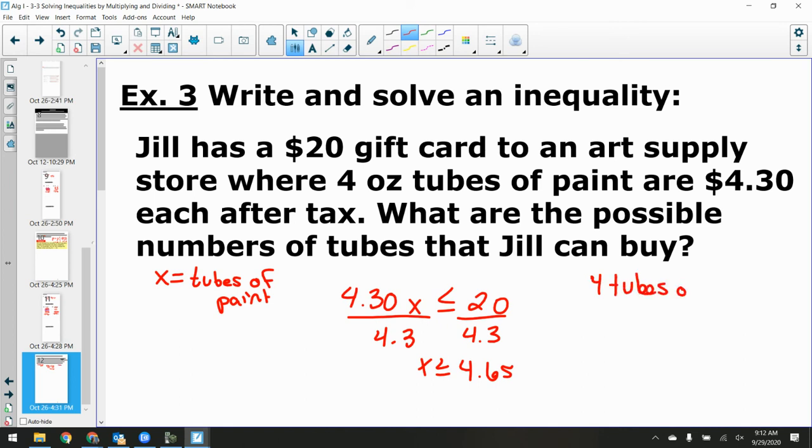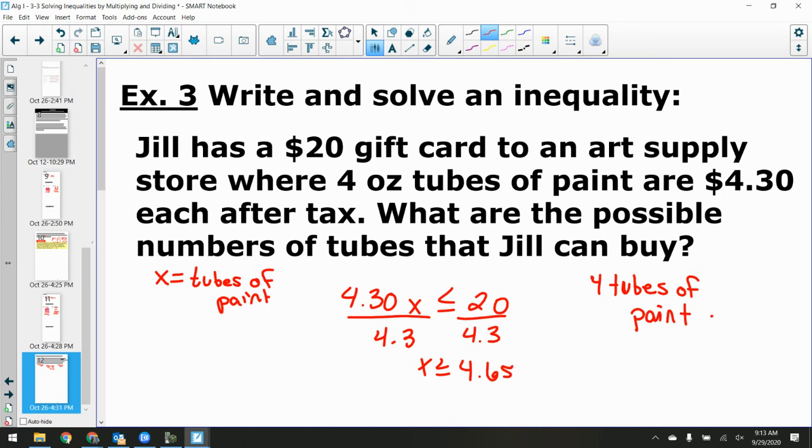That's a B and an E there. Tubes of paint. 4 less, right? 4 less. She could buy 3. She could buy 2. She could buy 1. But if she wants the most number of tubes, it would be 4 that she could purchase. Again, can I say less than or equal to 4.65 tubes of paint?